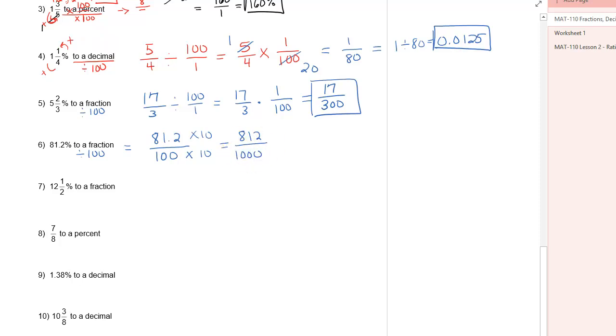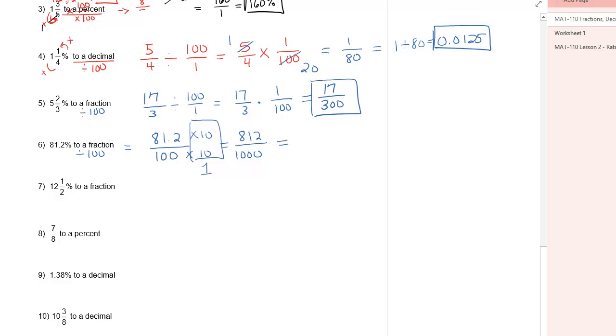And the reason I have to multiply both the top and the bottom is because when you multiply a fraction by the same number on the top and the bottom, like this, you're really just multiplying by 1. So it won't change the value of the fraction. But if I move the decimal to the right in the top and I don't do anything to the bottom, I'm no longer talking about the same value of 81.2%. So this gives me 812 over 1,000.